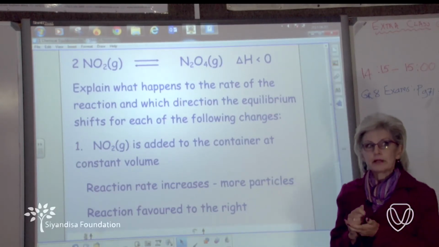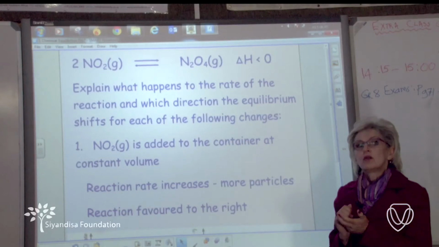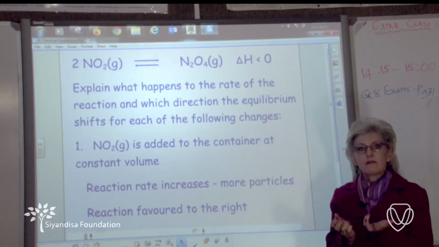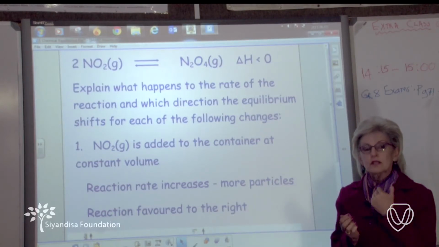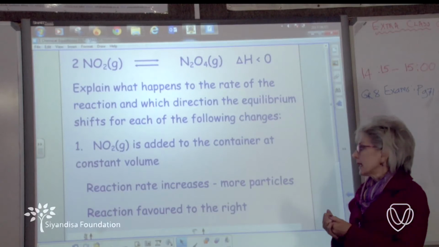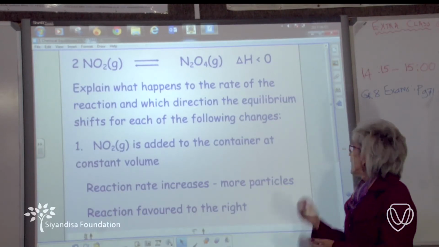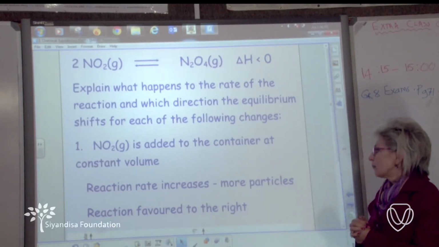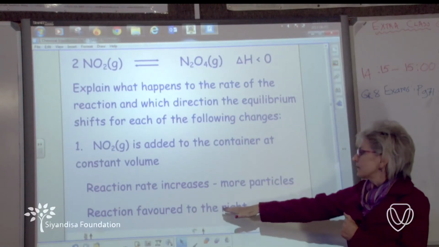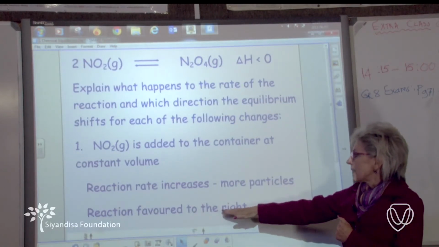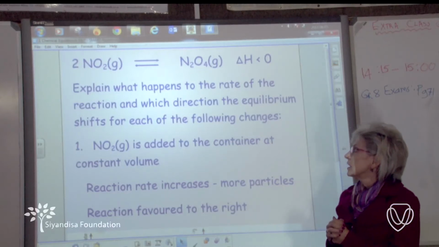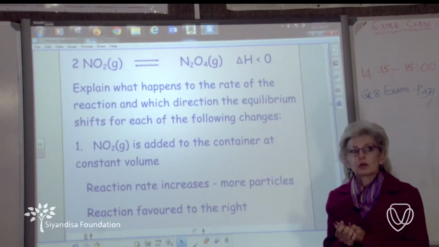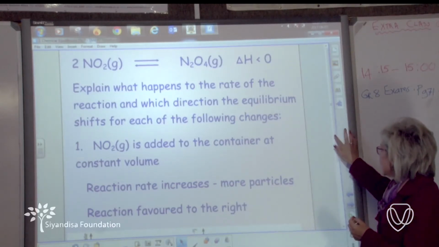One of two things can happen. Either the forward reaction goes faster or the reverse reaction goes faster. So which of these two reactions will go faster? Of course, the one that will use up the extra NO2. First thing that happens, both reaction rates increase because there are now more particles. And the reaction that is favored is the reaction to the right. Why is the reaction to the right favored? Because the reaction to the right uses up NO2, and that is what we want to do. We want to get rid of the extra NO2.